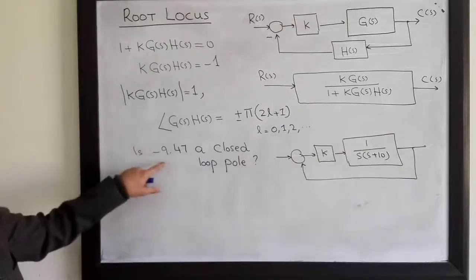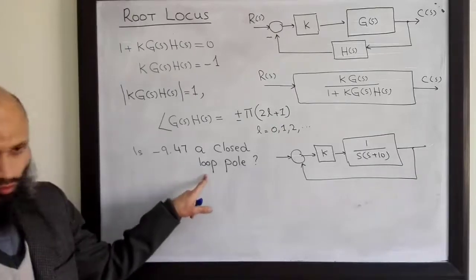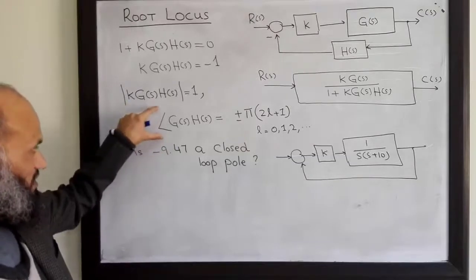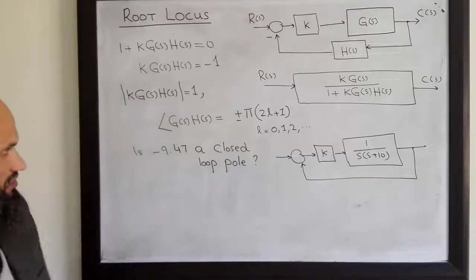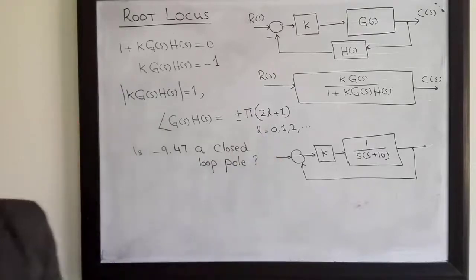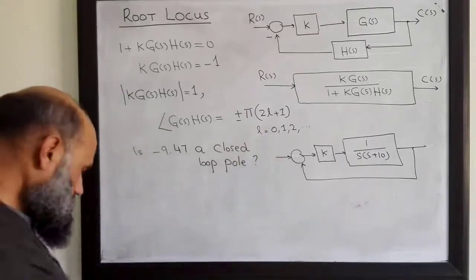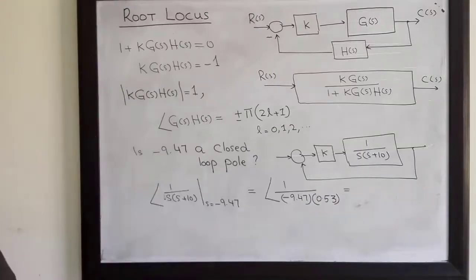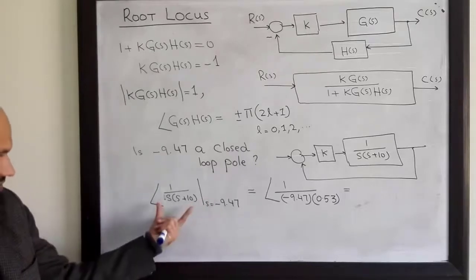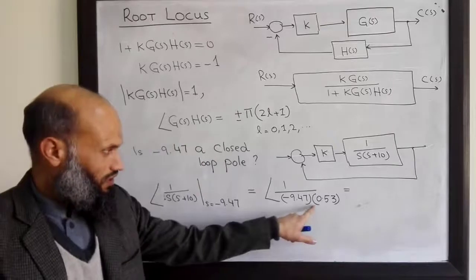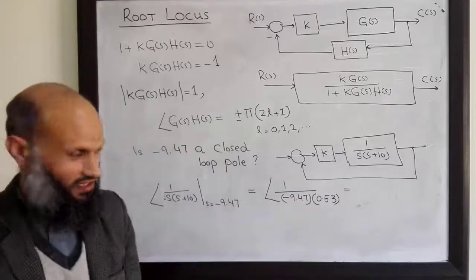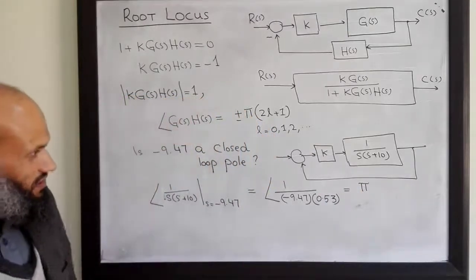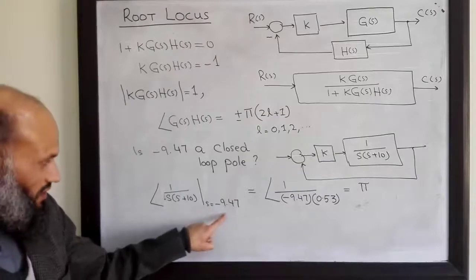We want to check whether this point in S plane is a closed loop pole. What we need to do is check this condition. This condition is also called the angle condition. This is called the magnitude condition. So let's check it for this particular system. What is the angle of this complex number? We have substituted this value of s into this equation. We get this one. This is a negative number, and the angle of a negative number is pi. That is, this equation is satisfied, hence this point is a closed loop pole.